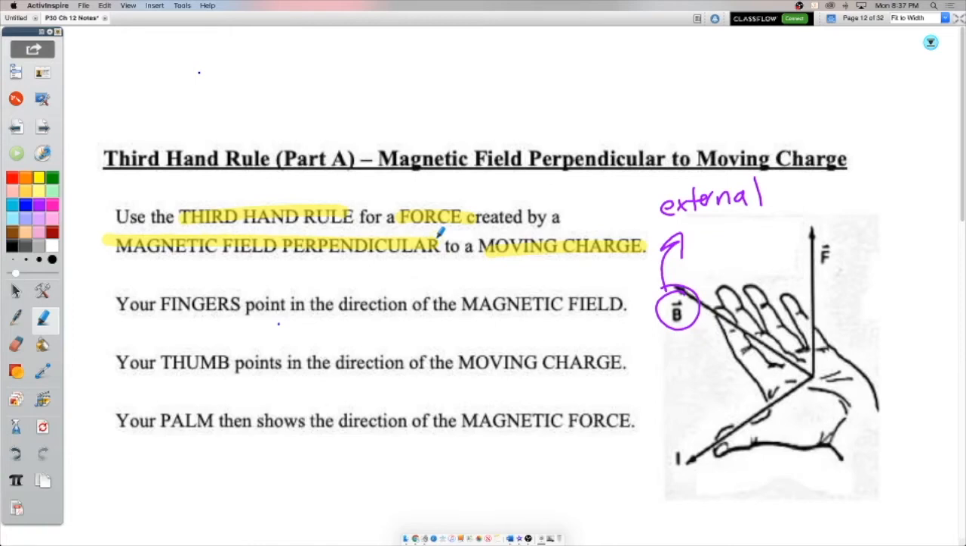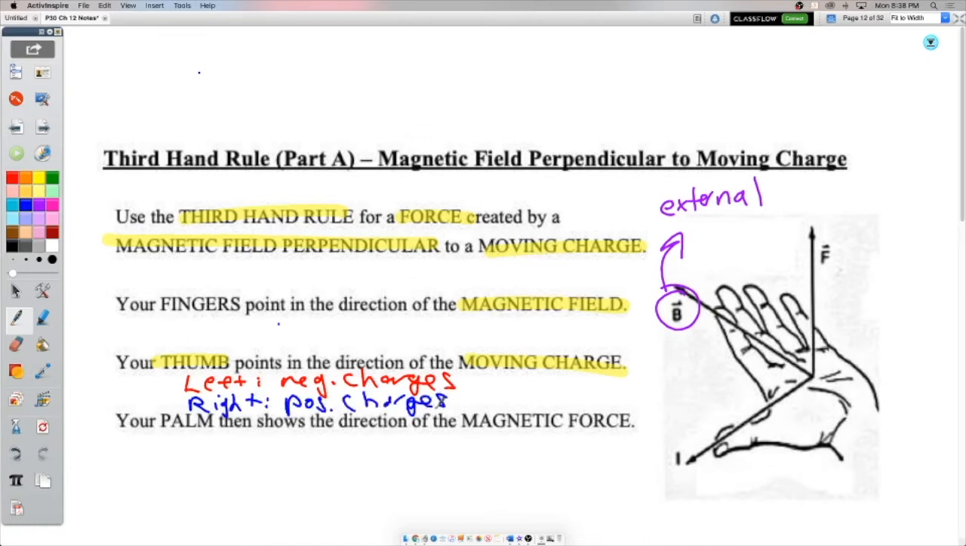Okay? So your fingers in the third hand rule are in the direction of the magnetic field. And then your thumb, just like in our first hand rule here, points in the direction of the moving charge. So which hand are you going to use if the moving charge is negative? You guessed it. If the moving charge is negative, use your left hand. Left thumb if the moving charge is negative. So left hand for negative charges, right for positive charges.